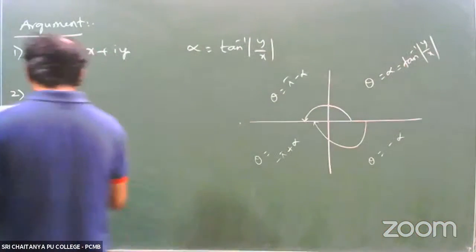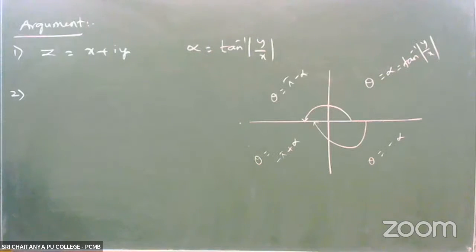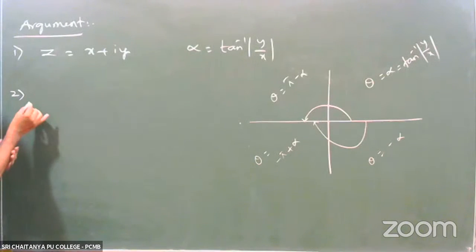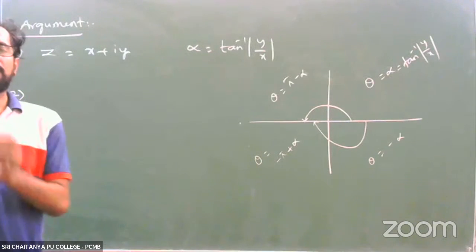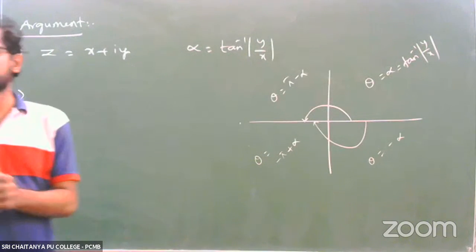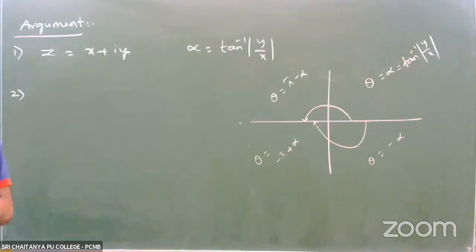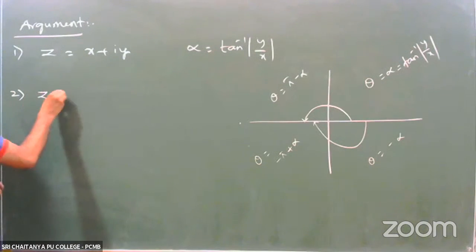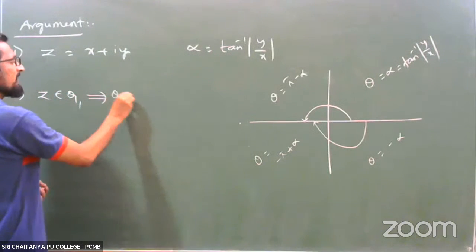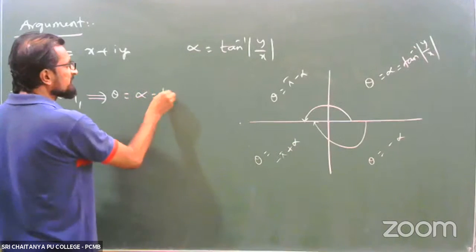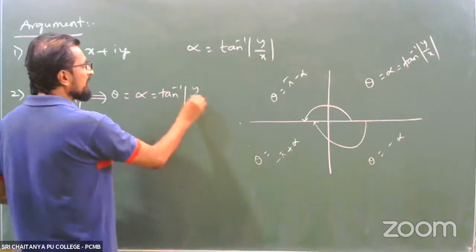Now, if I am writing here, what is the second point? The argument of a complex number depends upon in which quadrant the complex number lies. Means if z belongs to Q1, then theta is equal to alpha, which is equal to tan inverse of mod of y by x.